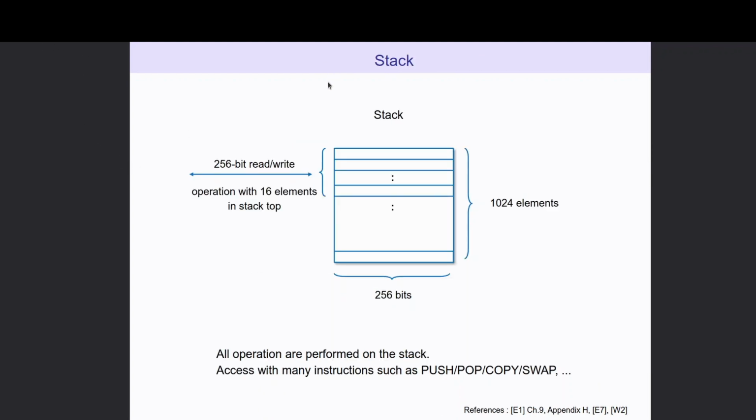Going a bit deeper inside the stack, you can see here that this is a 1024 elements array, each having 256 bits. What is important is that you have direct access to the topmost 16 elements of the stack, which I guess you have run into as a problem before without even knowing why. I will talk about it in more detail later. As I already said, all the operations are performed on the stack: all the adds, multiplies, shifts, and everything that you may think of. You can access them with many instructions such as push, pop, copy, swap, and others. We will go into more detail on that later.